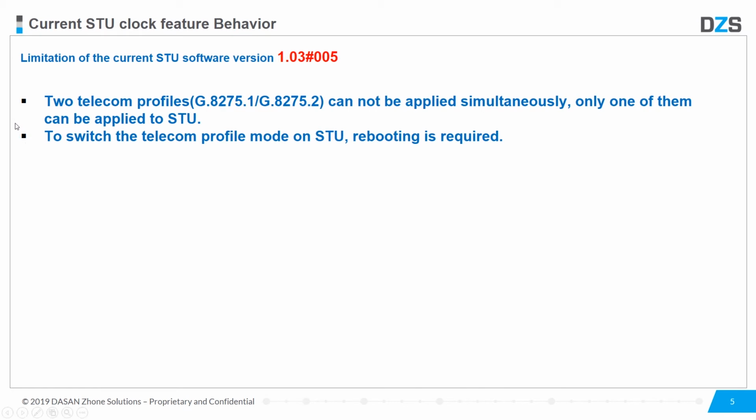Therefore, telecom profile G.8275.2 for 4G network and telecom profile G.8275.1 for 5G network must be used separately. Second of all, to change the telecom profile in STU correctly, rebooting the system is required, after saving the modifications that related telecom profile.